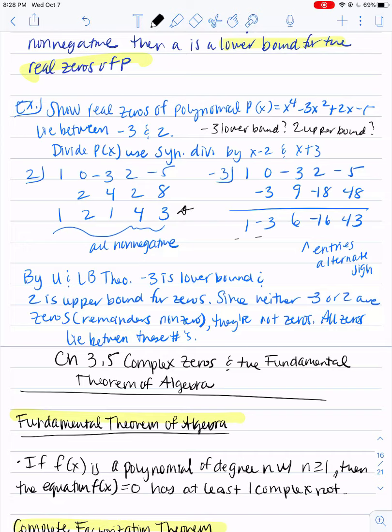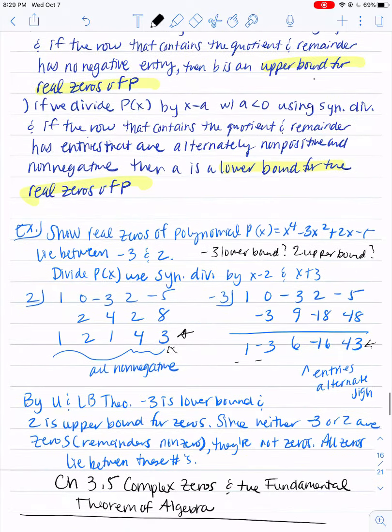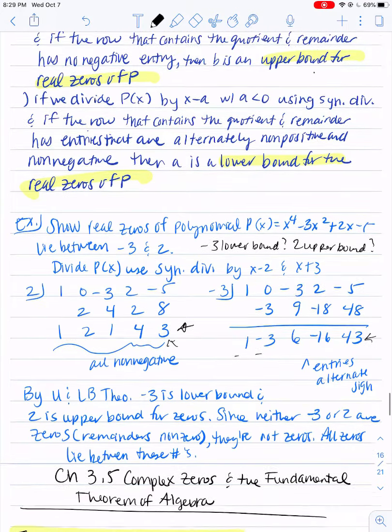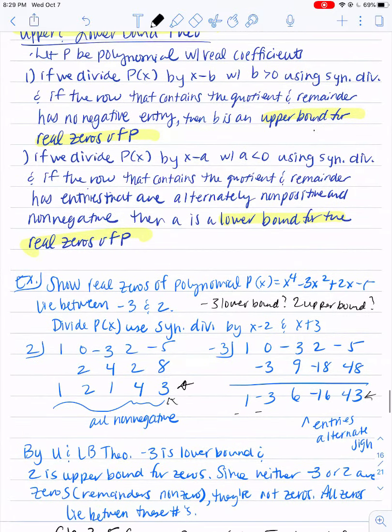And since our remainders are not 0, negative 3 and 2 are not zeros. So that is just like saying that all zeros lie between those numbers, and negative 3 and 2 aren't zeros in themselves. So our bounds aren't zeros. So yeah, all zeros lie between these numbers.